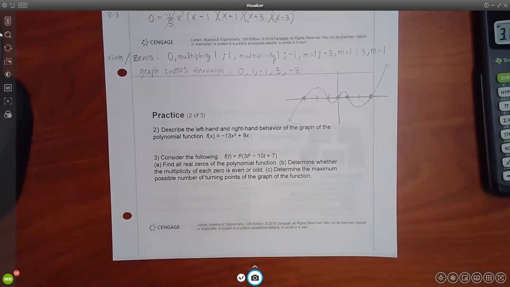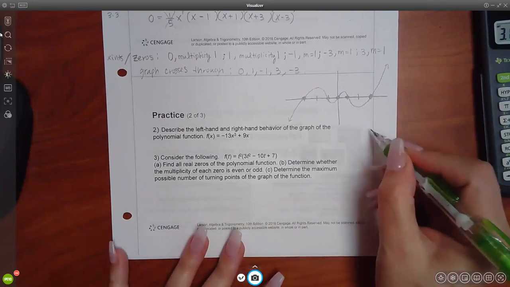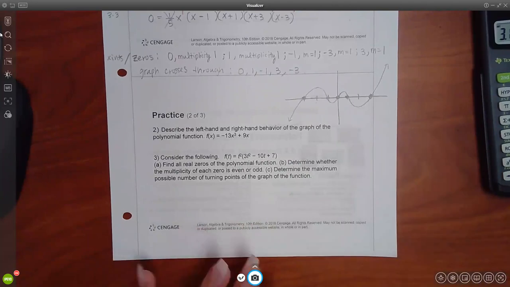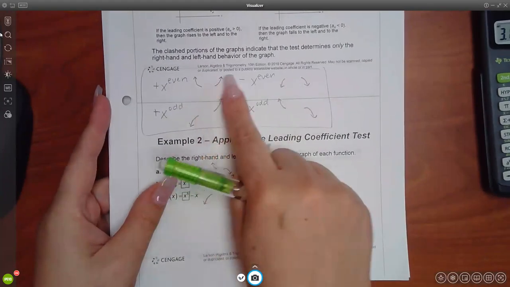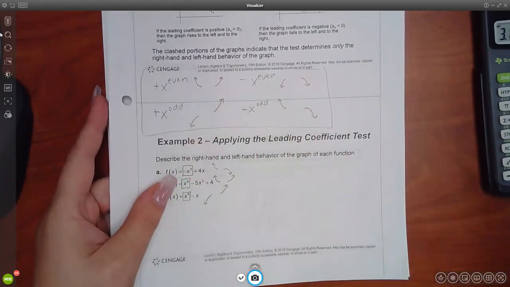It says, describe the left-hand and right-hand behavior of the graph of the polynomial. If you do not see those little images that I showed you earlier, all you see is words. I'm going to show you how to write those words. Okay. But I like to draw. I like to distinguish which little image first, and then I'll write the words.